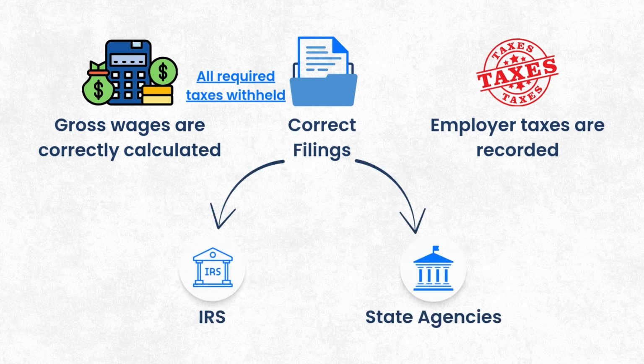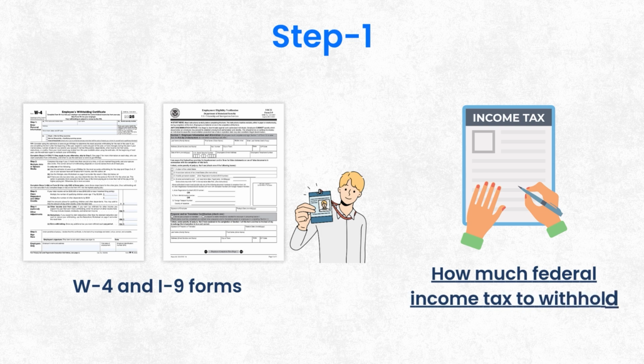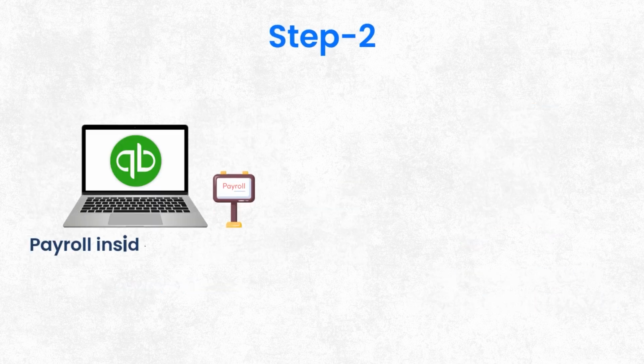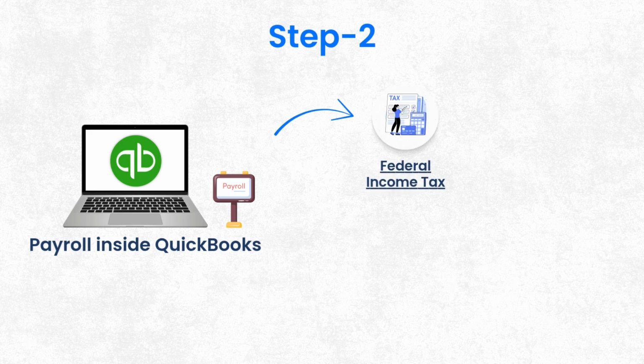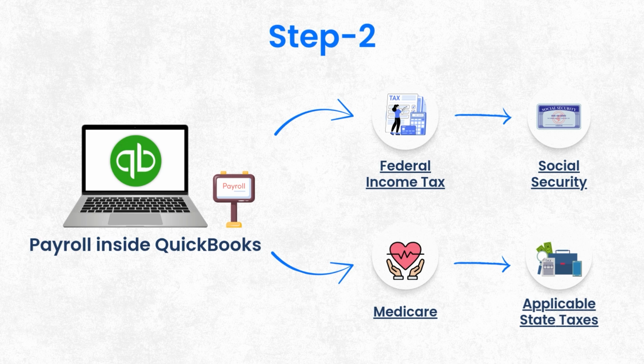So, here's a step-by-step breakdown. First step is you begin by collecting the W-4 and I-9 forms from each employee. These determine how much federal income tax to withhold. Second step is you run payroll inside QuickBooks. The software automatically calculates federal income tax, Social Security, Medicare, and any applicable state taxes.